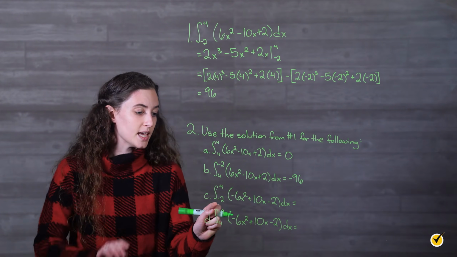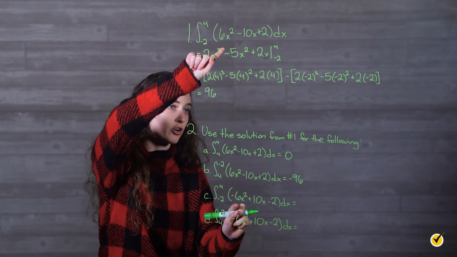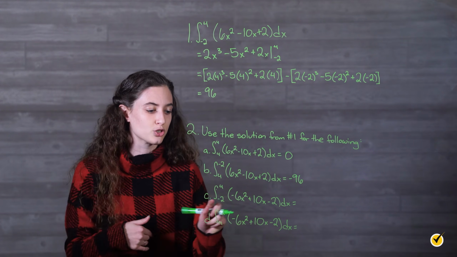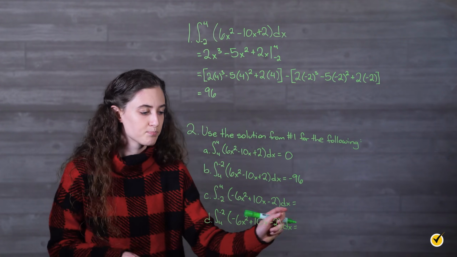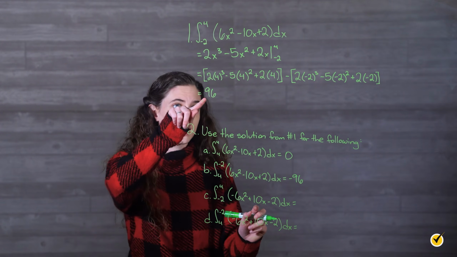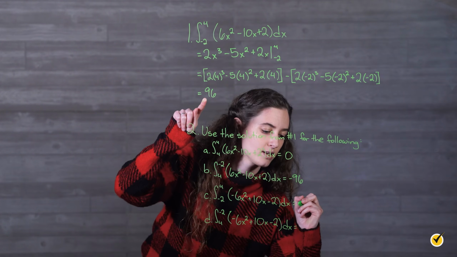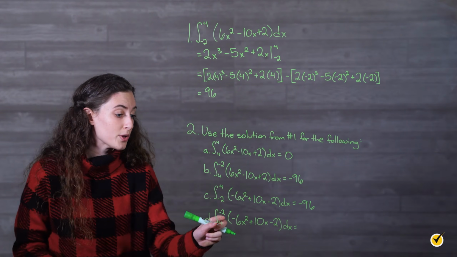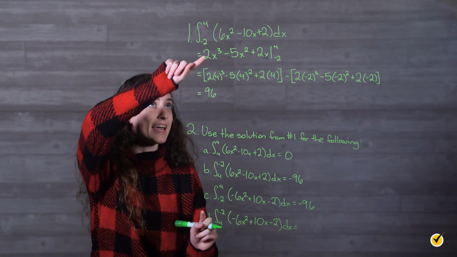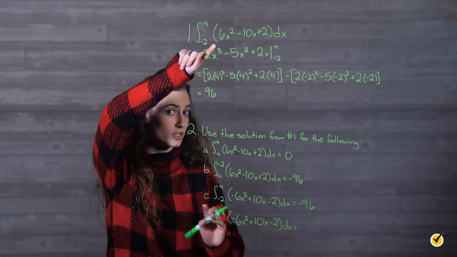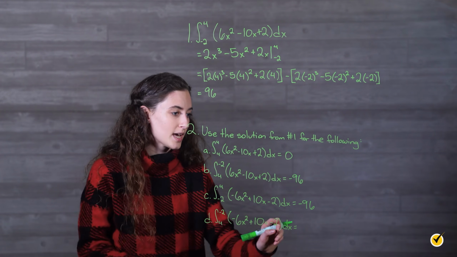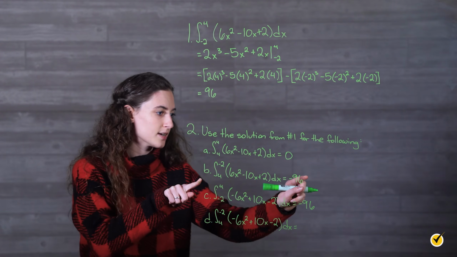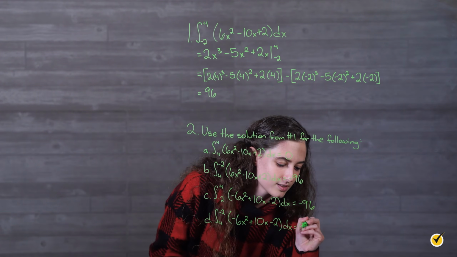For part C, we have the same limits of integration, except our expression has been flipped over the x-axis, which all that really means is we just distributed a negative throughout the expression. So since we did that, we're going to take this answer and make it negative again, negative 96. And for our final one, we flipped our limits of integration and we flipped it over the x-axis, so we distributed the negative again. So we're going to have our answer similar to part B, except we're going to change the sign of this one, so it's going to be positive 96.